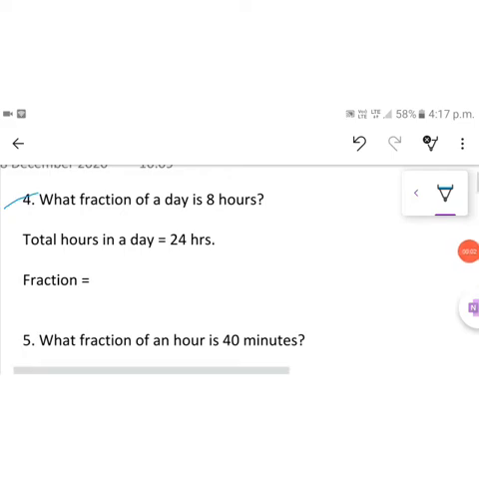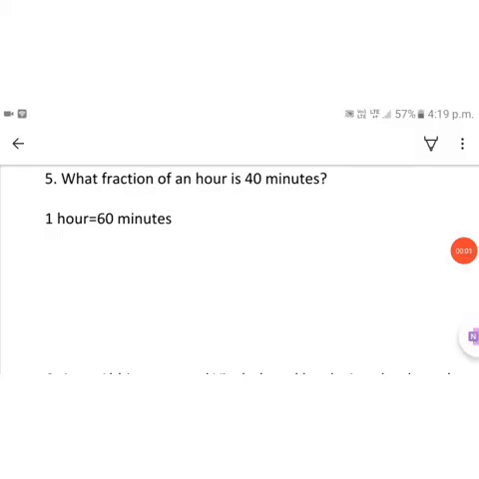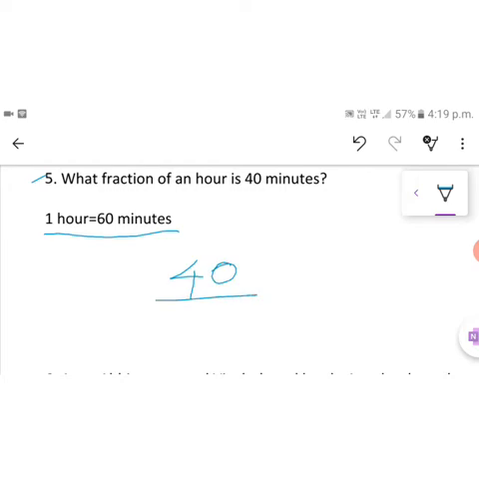Question number 4. What fraction of a day is 8 hours? We know that 1 day equal to 24 hours. Therefore, fraction equal to 8 by 24. Therefore, 8 hours is equal to 8 by 24. Question number 5. What fraction of an hour is 40 minutes? We know that 1 hour equal to 60 minutes. Therefore, fraction of 40 minutes is equal to 40 by 60.